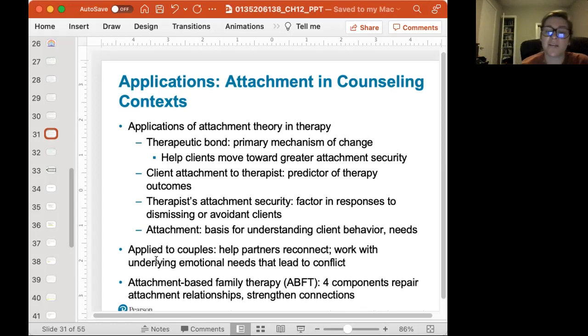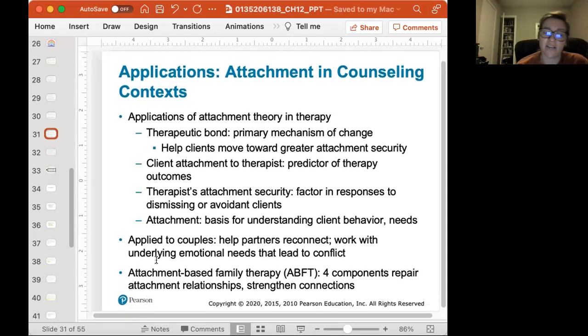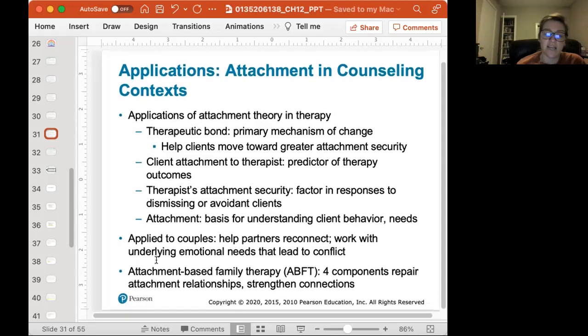Applied to couples, you want to help partners reconnect and work with underlying emotional needs that lead to conflict. And for attachment-based family therapy, ABFT, there are four components that repair attachment relationships and strengthen connections.